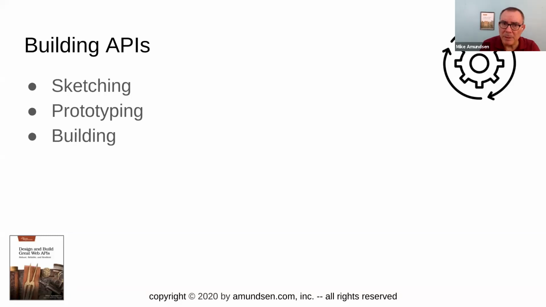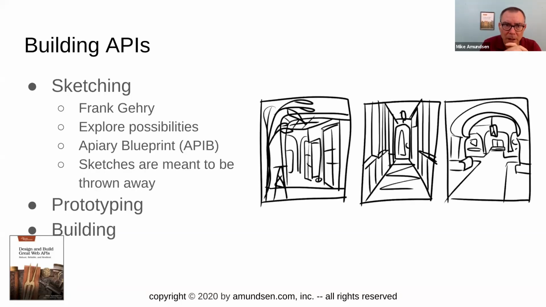And I like to talk about building in 3 different steps: sketching and prototyping before actually constructing or building. And I'll talk a little bit about each of these. Frank Gehry is a fantastic physical architect, and he's famous for his sketches. He would sketch out, somebody said, I need an entryway. So he would sketch out lots of different examples of what that entryway would look like until he found one that was interesting. He would explore possibilities.